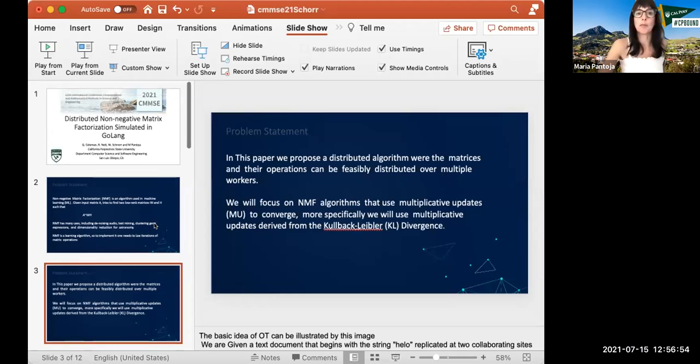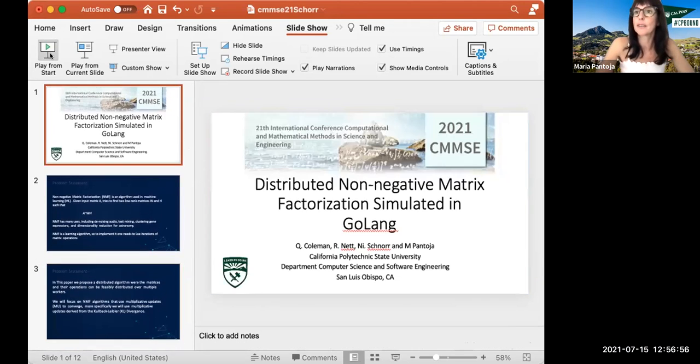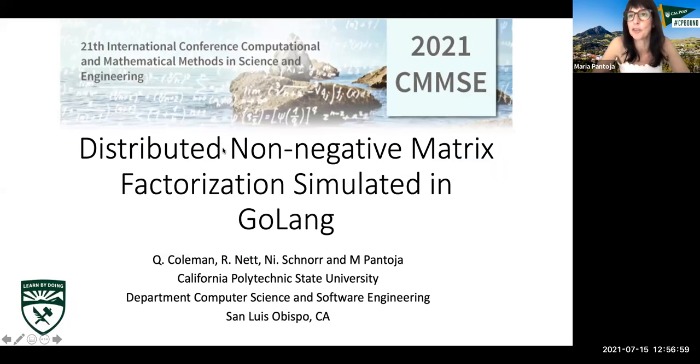Good morning. I'm here to present the work done by my research group at California Polytechnic State University on distributed non-negative matrix factorization simulated in Golang. These are the names of my group: Keen Coleman, Ryan Nett, and Nick Shore.